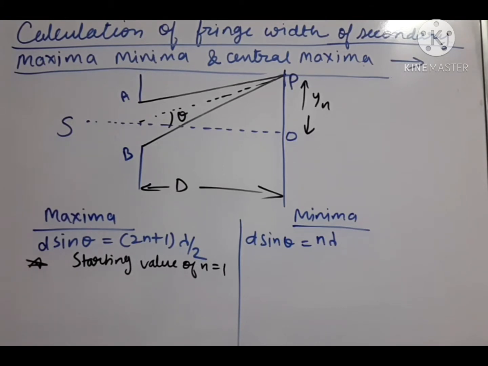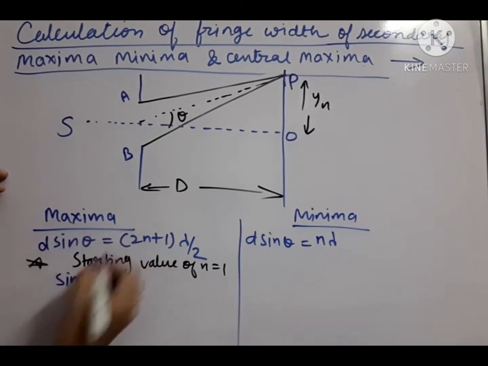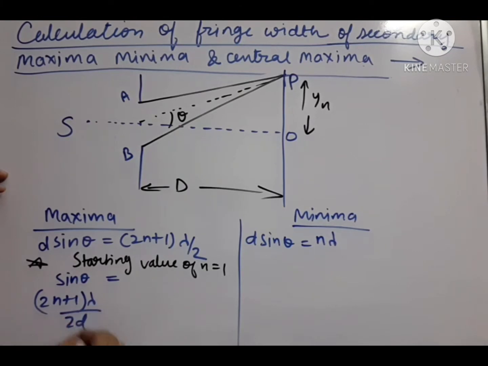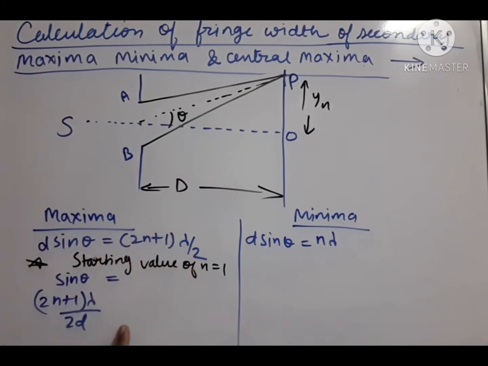Okay, now what we have to do next, we will calculate sin theta from this formula. So sin theta will become (2n plus 1) lambda by 2d. This d will come in the denominator. So the sin theta formula is (2n plus 1) lambda by 2d.